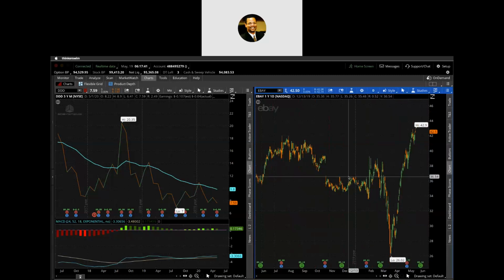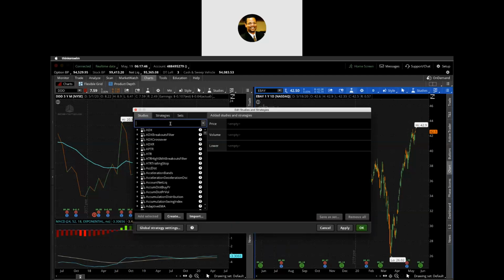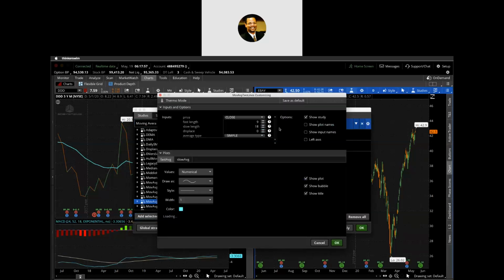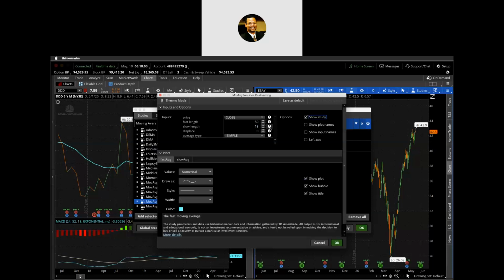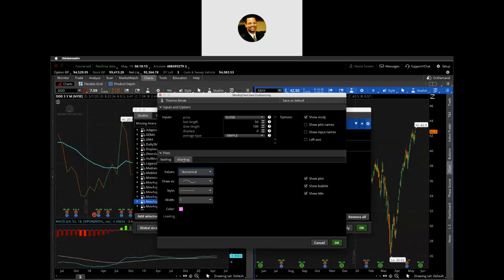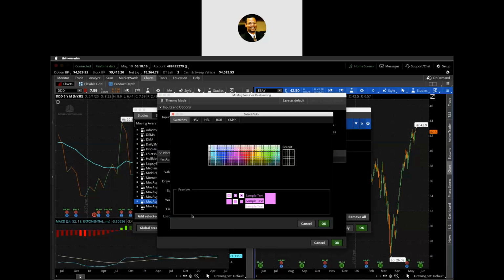All right. So next thing I want to do is add the study. Once again, it's another moving average type study. So right here, moving average 2 lines. I'm going to add that. And this is going to be based upon length. The fast length is 50 days. The slow length is 100 days. And then I'm going to make my fast color red and my slow color blue because that's how I like it.